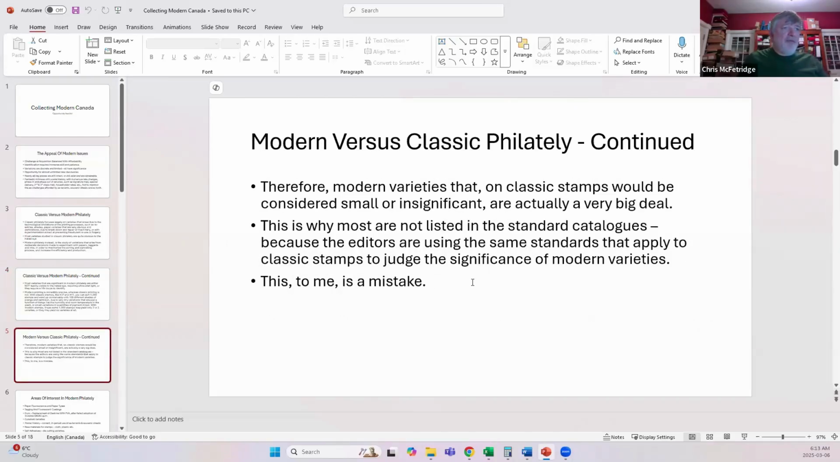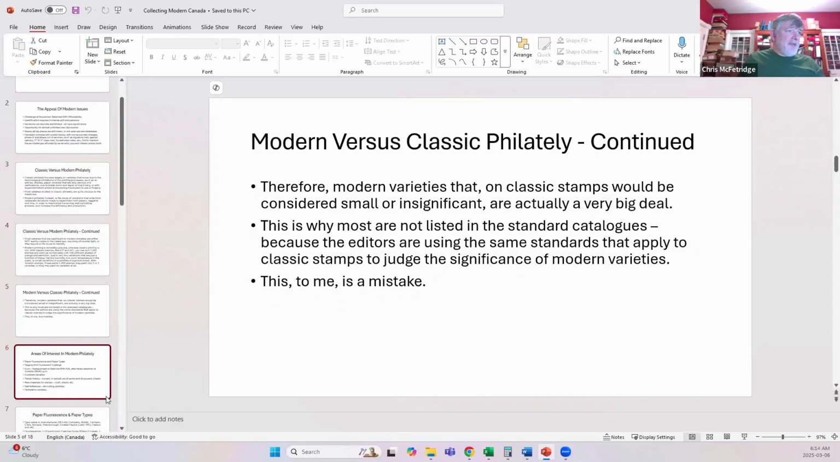So modern varieties, like I said before, if they were on classic stamps, a lot of them would be considered too insignificant to list, which I believe is why they're not listed in the catalogs for the modern issues, because I think the editors of those catalogs are applying the same standards to the modern stamps that they're applying to classic stamps. And because I think these are different disciplines, they're getting it wrong. And they're not listing a lot of things that are actually quite significant.